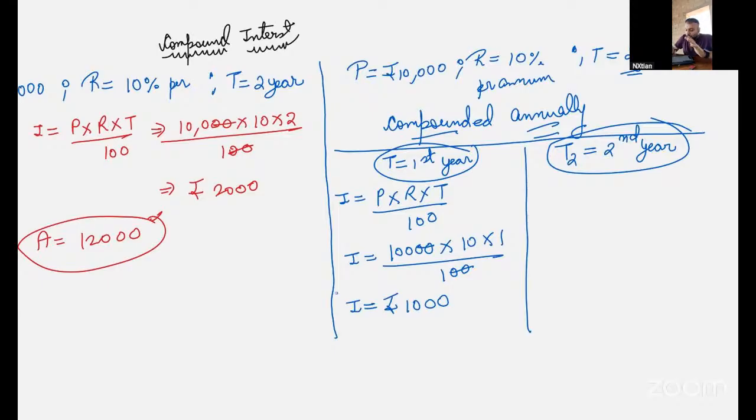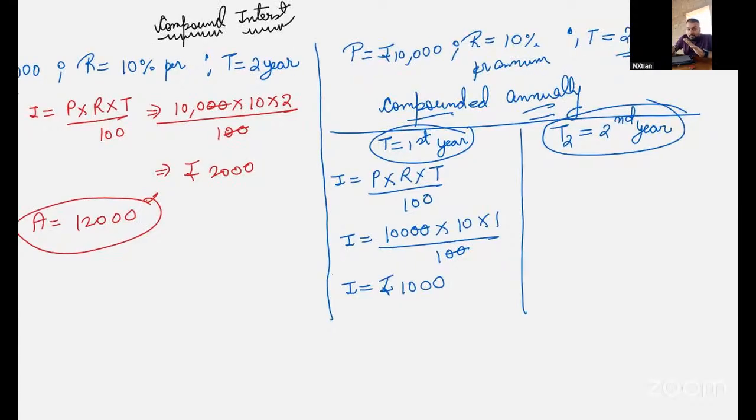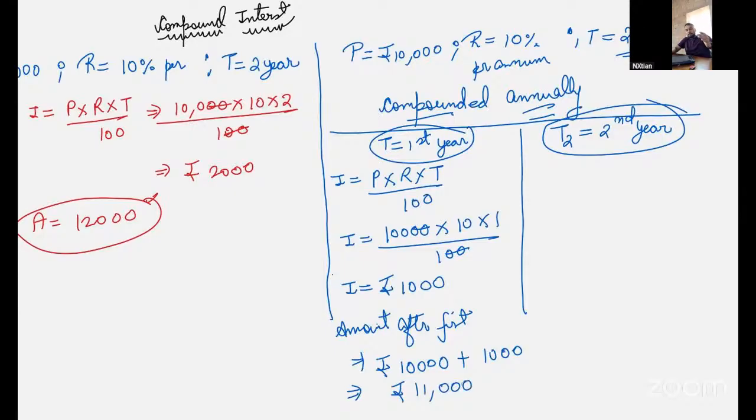So when I calculate the interest of the first year, I get the interest 1,000. Now, what will be the principal? The principal will be 10,000. What will be the amount after the first year? The amount after the first year will be 10,000, which is the principal, plus 1,000, so it will become 11,000. It means that at the completion of the first year, when I am solving compounded annually, it will be 11,000.